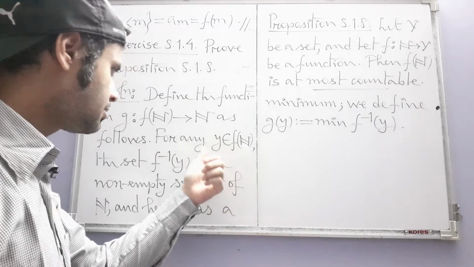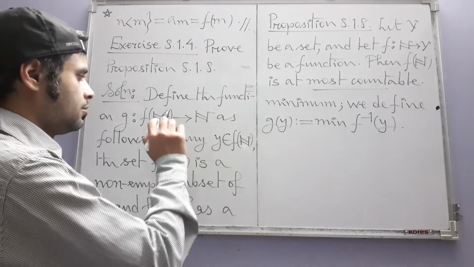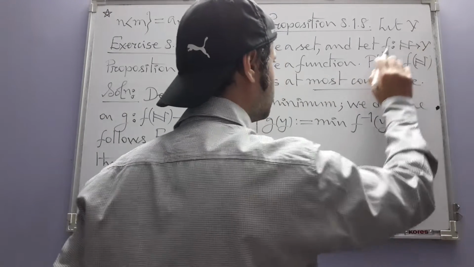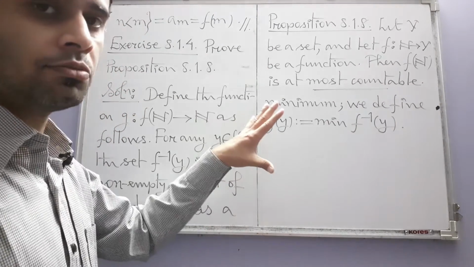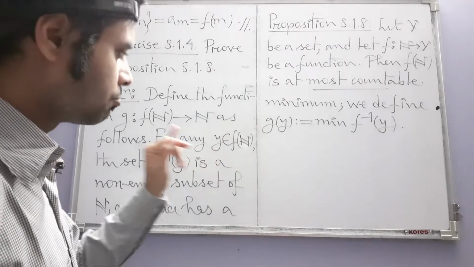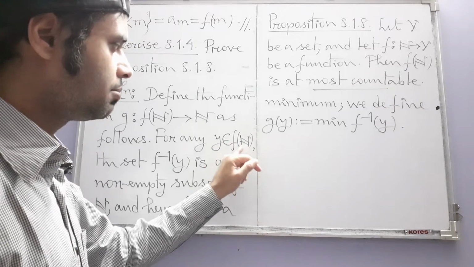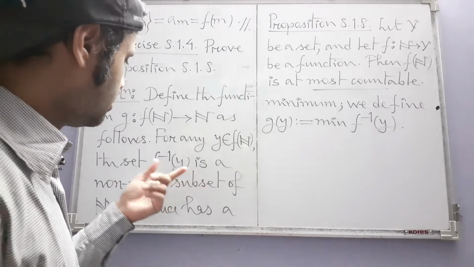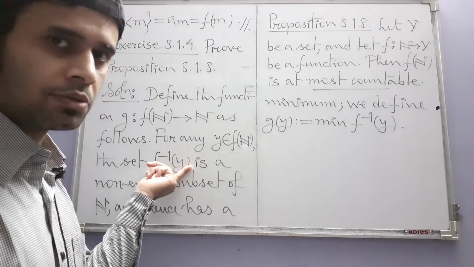So the inverse image of y, which by definition is the set of those elements in n whose f images are equal to y, will be a non-empty subset of n. Why non-empty? Because we are choosing y from f of n. So there will be at least one natural number whose f image is y. The set of all such natural numbers is this inverse image f inverse y.